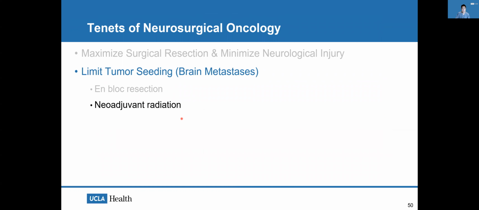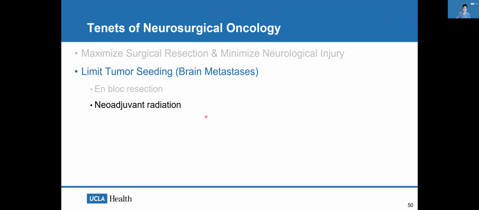And then finally, neoadjuvant radiation. Now this is something I want to speak of for the final part of this talk, and I think it's an important one. Neoadjuvant just means before normal sequence.